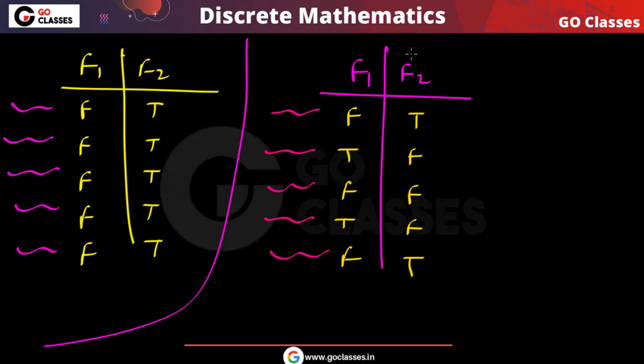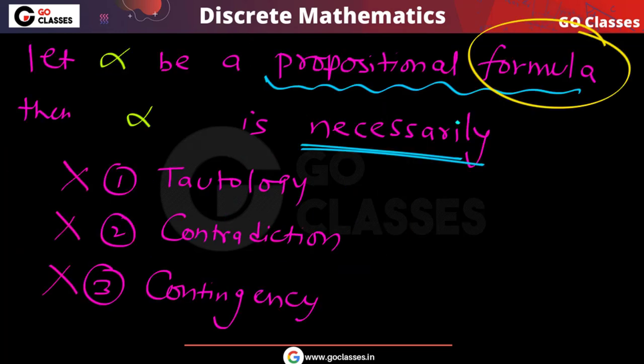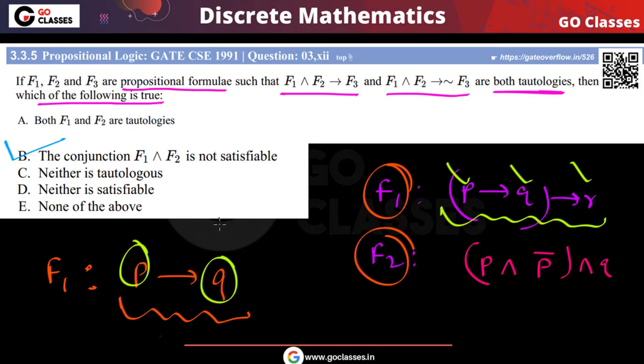So the final point is that from the question I can say that whatever you do for any row of truth table, at least one of them is false. So finally I can say f1 and f2 is not satisfiable. So for this question the answer will be option B.